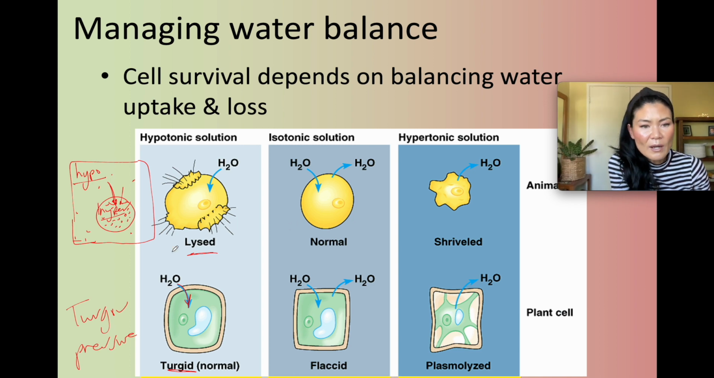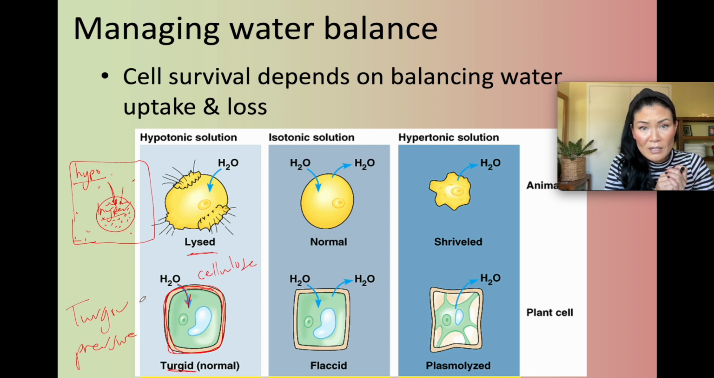Okay? I always ask my students, how come the animal cell bursts and lyses, but why does the plant cell not burst and lyse? Plant cells also have a cell membrane, right? Well, in addition to a cell membrane, plants also have a cell wall. This cell wall is made out of cellulose, right? And cellulose is a very tough polysaccharide. It's a very rigid, strong polysaccharide. The cell wall is made out of cellulose. So it's what keeps the cell from bursting.